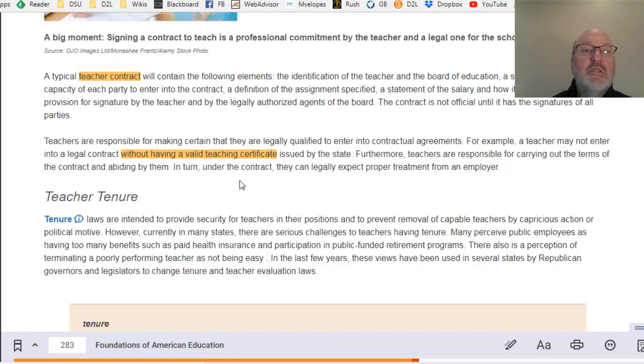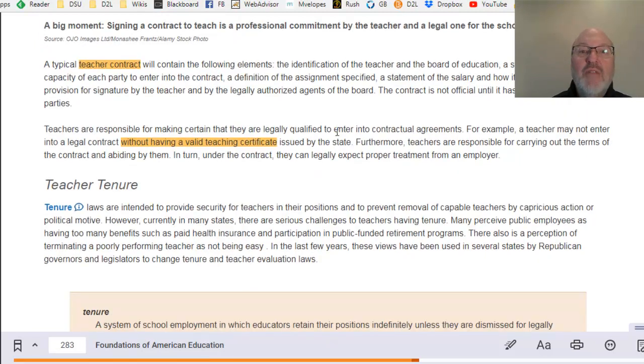Okay, and then teachers are responsible for making certain they are legally qualified to enter into the agreements. For example, a teacher may not enter into a contract without having a valid certificate. Now, there's a little wiggle room there. Especially once you have a certificate and you're waiting to renew, a lot of states will allow a two-year probationary period, a two-year authority to act, we call it, that you could teach 2 years, but then you have to have it. I'll give you an example.